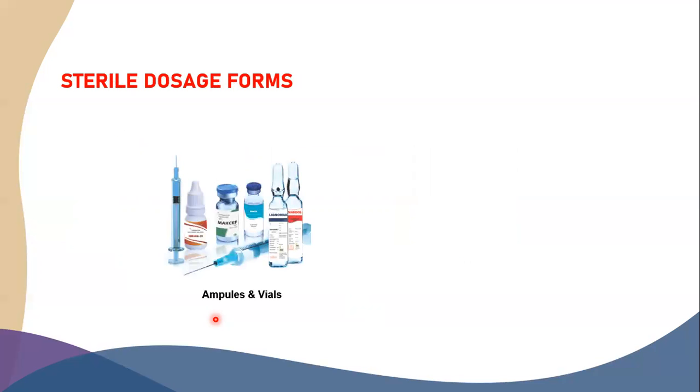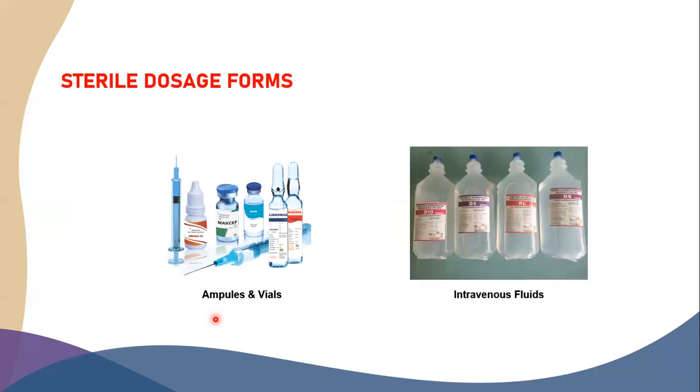For sterile dosage forms, you have your ampules and vials for injection. You also have vials for inhalation as well. Yan. Then you also have your IV fluids or your intravenous fluids. You have different fluids from your plain NSS or your plain LR. You have your D5W as well, your dextrose, 5% dextrose in water. Yan. So you also have different types of intravenous fluids to give to specific patients as well.